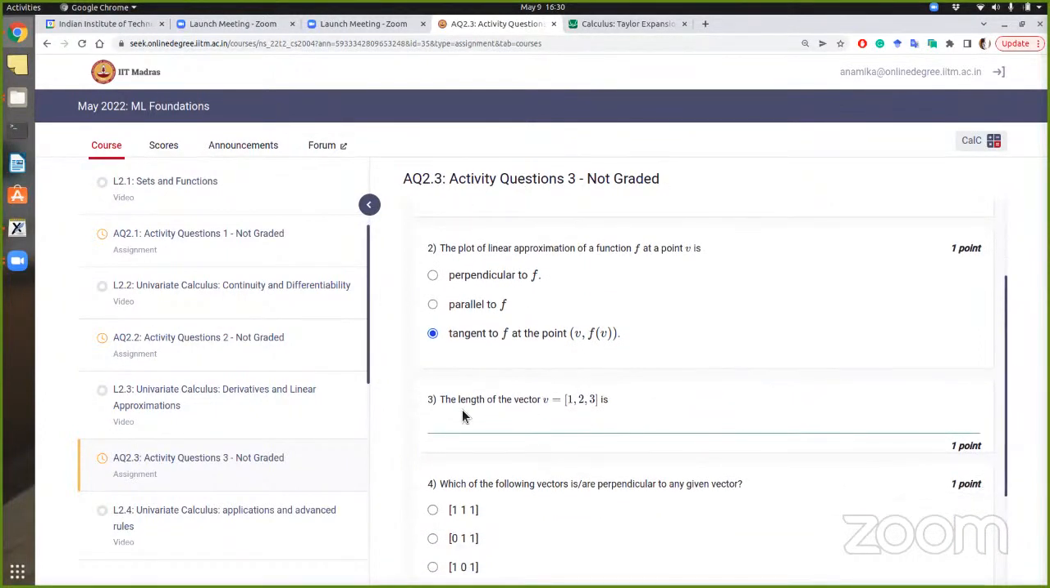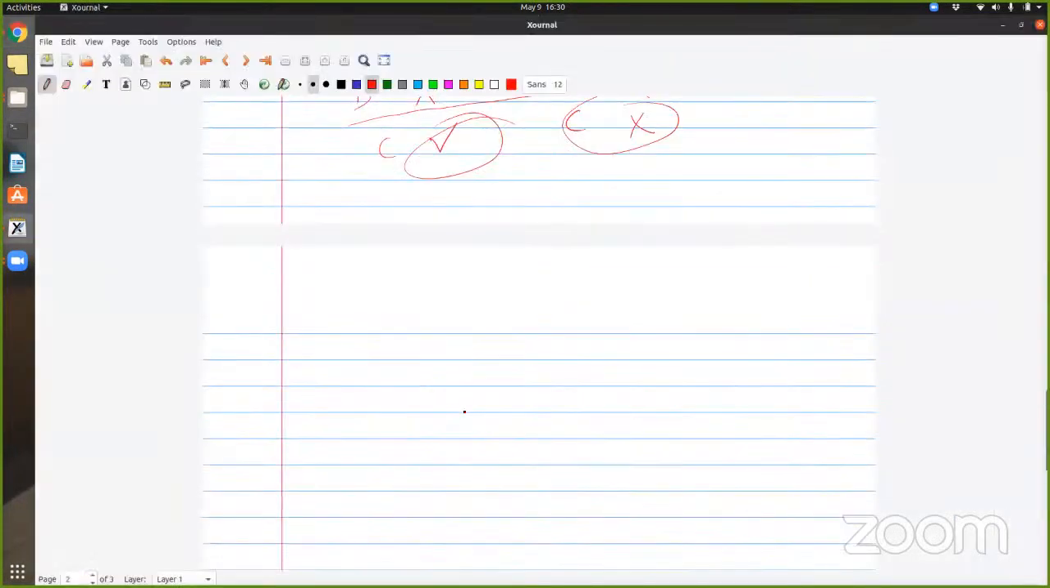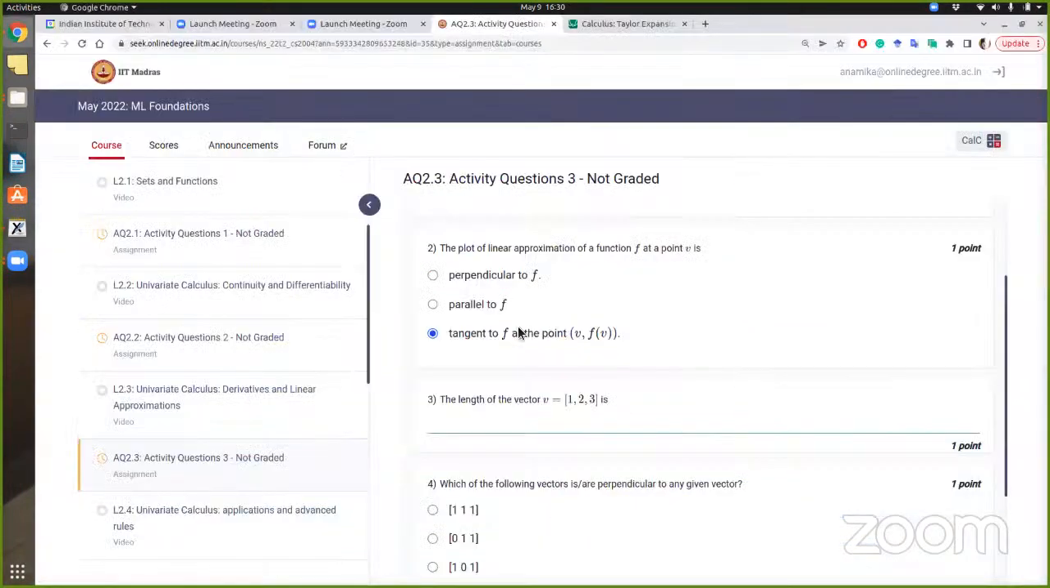How do you find the length of a vector? Simple. Hope you know. Just the individual points, whatever they are. You can compute it. Very simple.